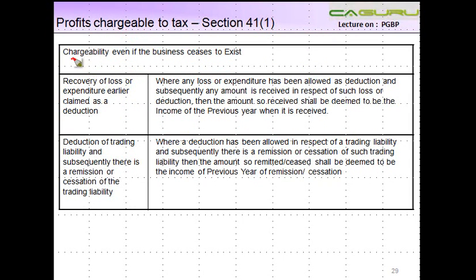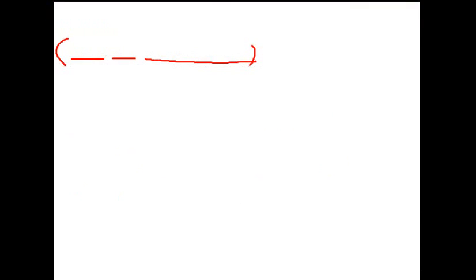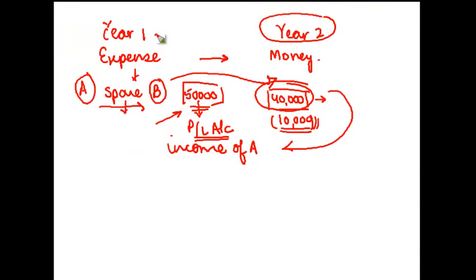One other thing is that these amounts are chargeable even if the business ceases to exist. So let's say in this case only, what we were looking at, in year 1 A was carrying on business, in year 2 A is not carrying any business. Even then, if he receives this 10,000 or the waiver is received, then this 10,000 will be chargeable as PGBP income.